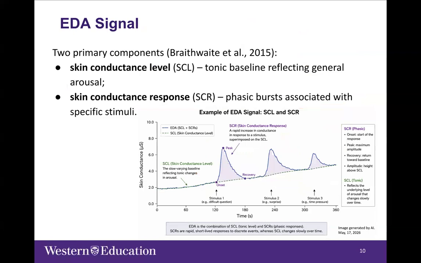Before we start talking about the actual sample study, we would like to also say that an EDA signal comprises two primary components. These are skin conductance level, or SCL, which represents the tonic baseline reflecting general arousal. That would be this green line on the graph, whereas a skin conductance response, or SCR, refers to the phasic burst associated with specific stimuli.